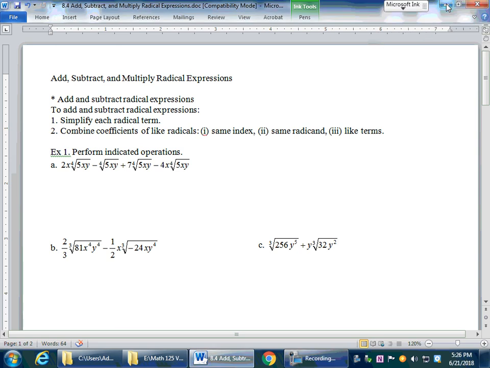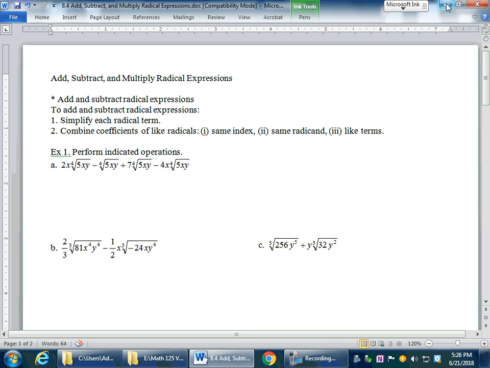8.4 Adding, subtracting, multiplying radical expression. So first we're going to look at adding, subtracting radical expression. To add or subtract is basically like combining like terms, but however this time we're going to be combining like radicals. There are three things that need to be satisfied in order to talk about them as like radicals.